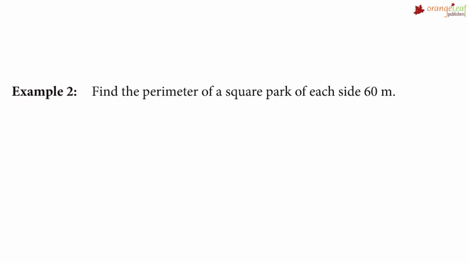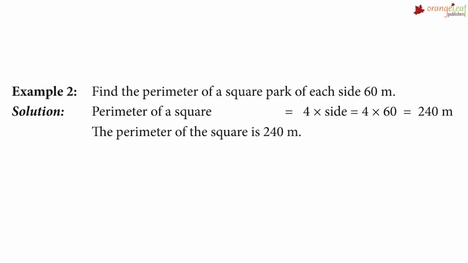Now let's find the perimeter of a square with each side being 60 meters. We know that the formula of the perimeter of a square is 4 into any side of the square. We know that each side is 60 meters. So the perimeter is 4 into 60, which is 240 meters.